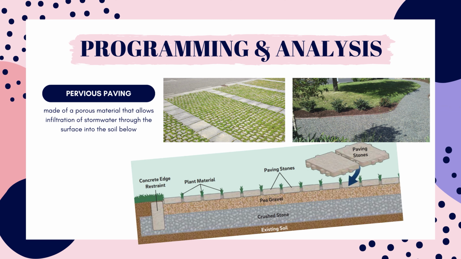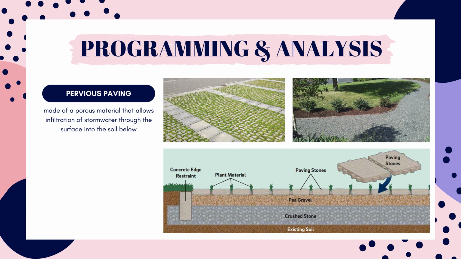Pervious paving is made up of a porous material that allows stormwater to seep through down to the soil below. This could be with paving stones, gravel, porous asphalt, or many other materials.